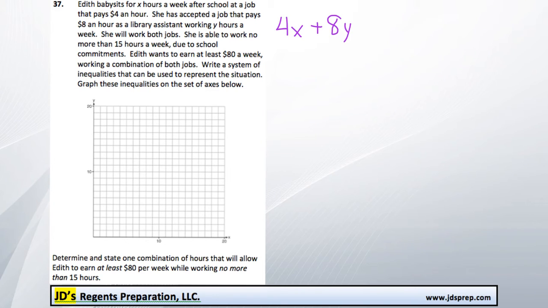She will work both jobs. She's able to work no more than 15 hours a week due to school commitments, and she wants to earn at least $80 a week. Now, this represents the amount of money she's making, right? So we want this to be greater than or equal to 80.